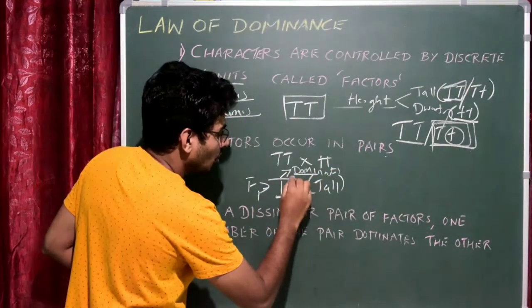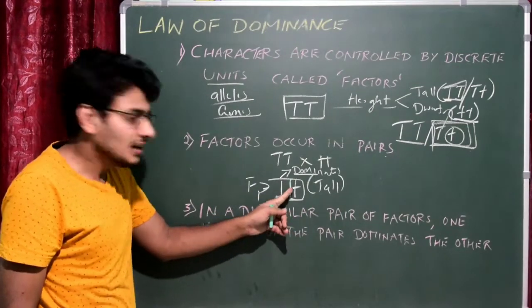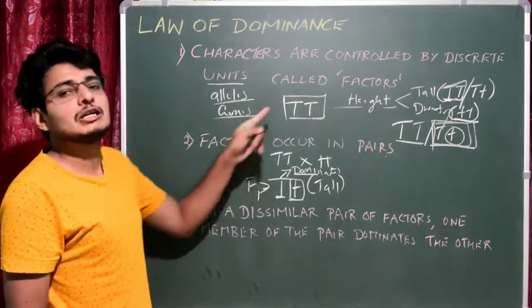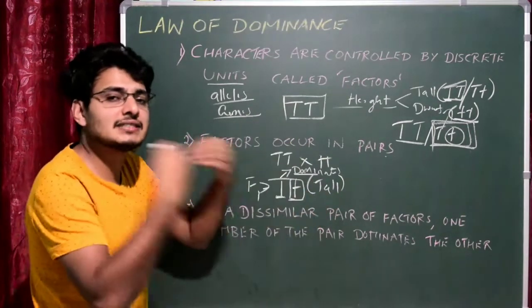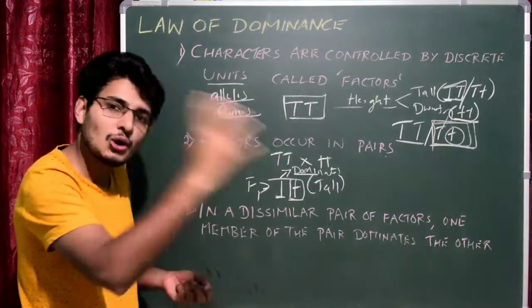The other dominates small t. As a result, small t cannot be expressed. Instead of that, the capital T dominates and it gets expressed. As a result, the plant, the phenotype, will be tall itself.